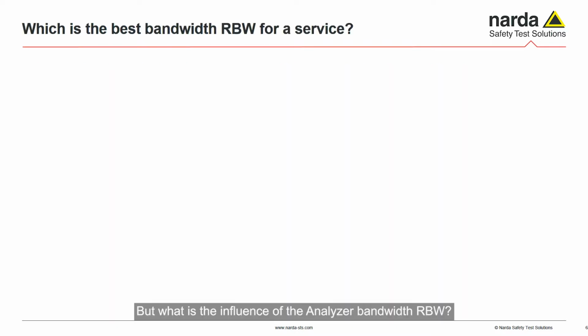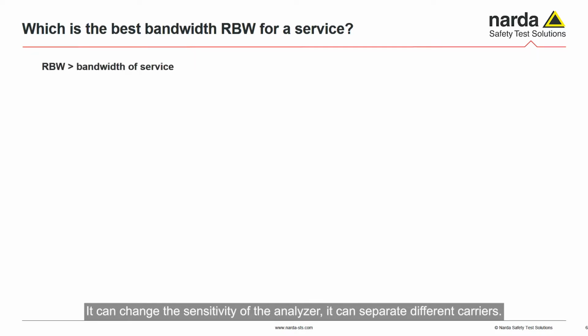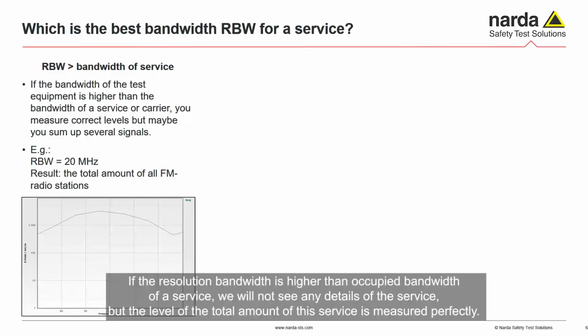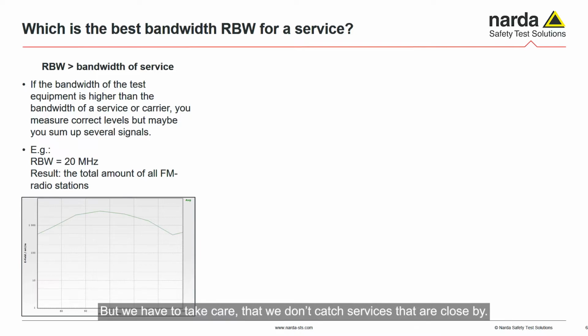But what is the influence of the analyzer bandwidth, resolution bandwidth, or RBW? It can change the sensitivity of the analyzer, it can separate different carriers, but it also has an impact on the measured amplitude. And this is the point on which we have to be very careful. If the resolution bandwidth is higher than the occupied bandwidth of a service, we will not see any details of the service, but the level of the total amount of this service is measured perfectly. But we have to take care that we do not catch services that are close by.